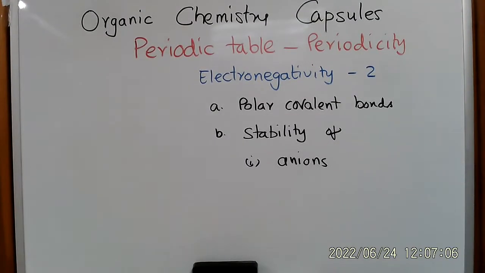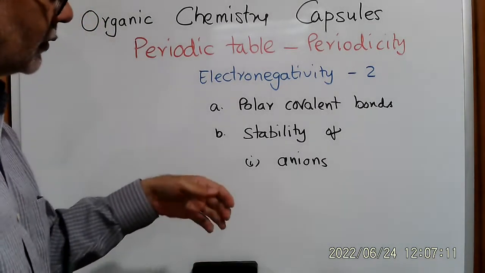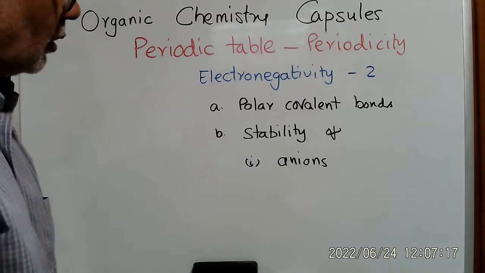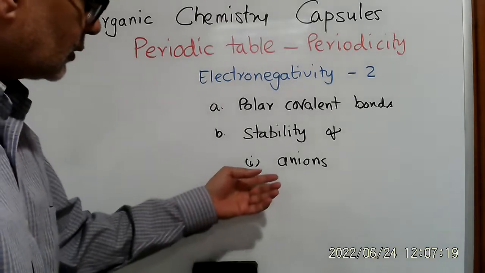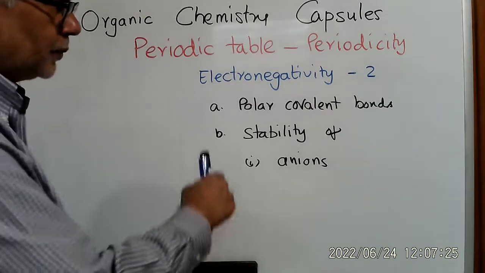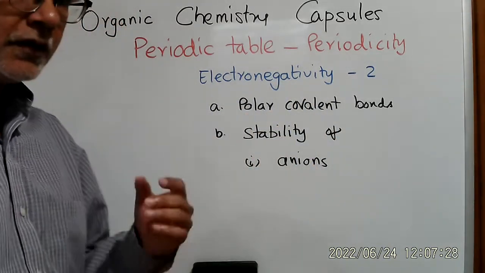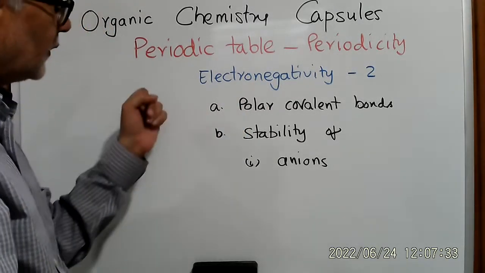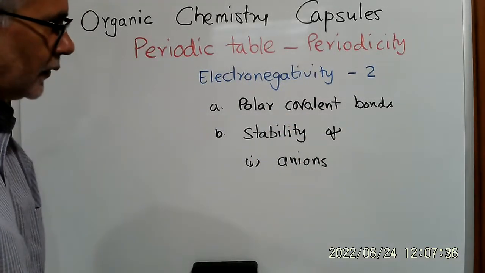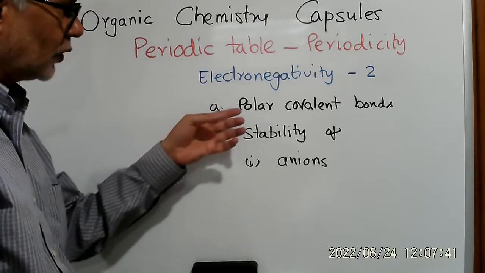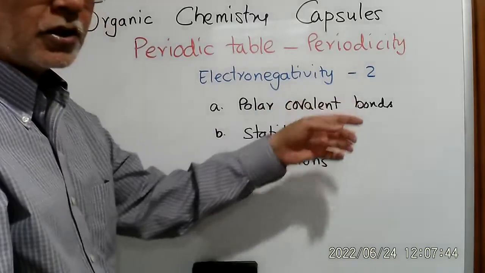In this capsule on electronegativity, let's take a look at the stability of compounds, or ions. I started with anions. You can also talk about cations. Just to recap, in the previous video, we talked about electronegativity as one of the periodic properties of elements and how that electronegativity gave rise to what we call a polar covalent bond.